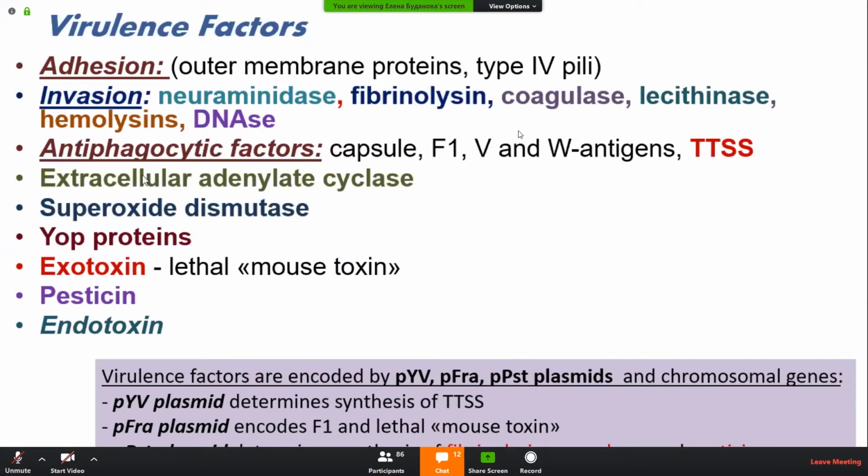Then they possess extracellular adenylate cyclase that acts as an exotoxin and superoxide dismutase, proteins of Yersinia pestis, and exotoxin, which is lethal to mouse. That is why it is called mouse toxin. It is detected by inoculation of animals. By the way, it can kill rodents, mice, within 1 day after exposure to exotoxin. Then they release pesticin, which is another name of exotoxin, and endotoxin because they are gram-negative bacteria.